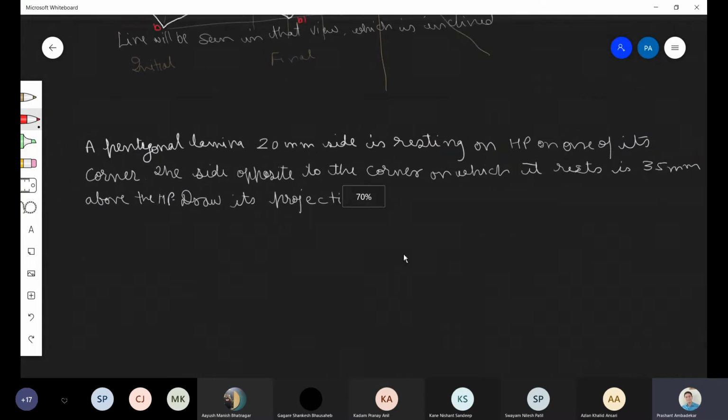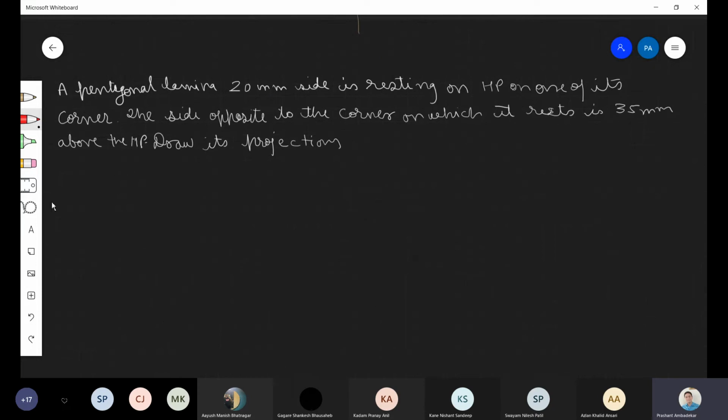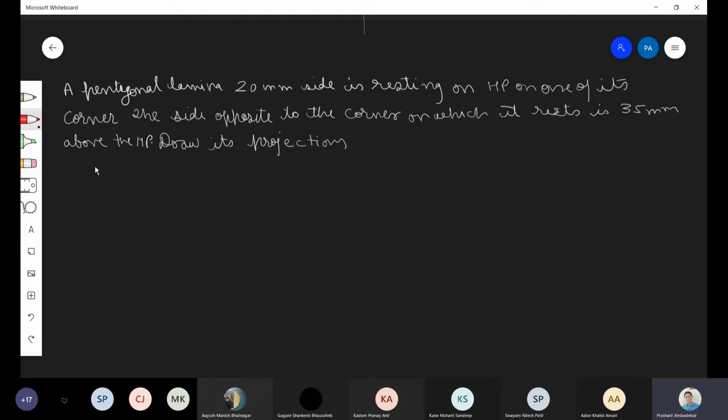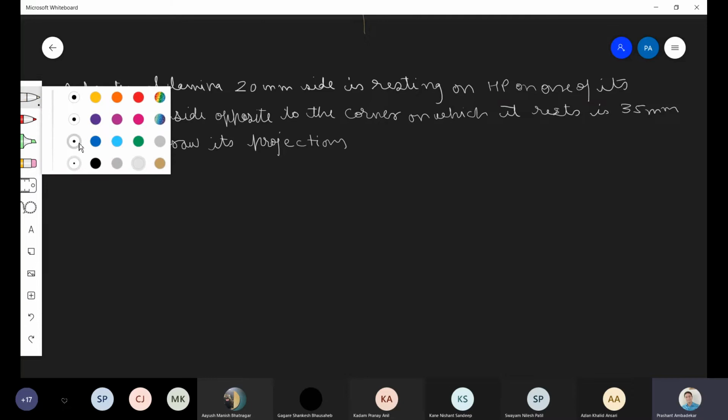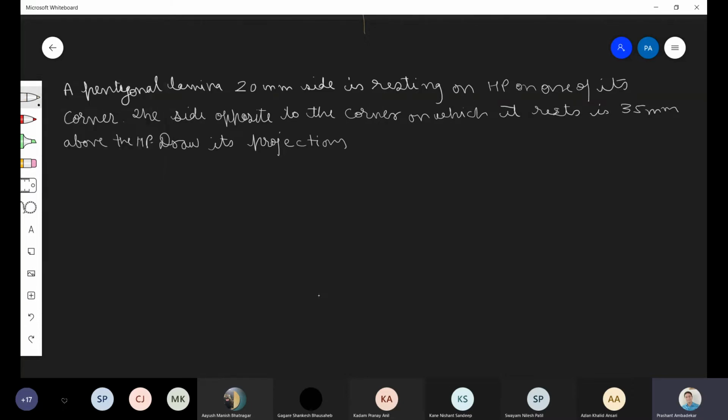See what it reads: a pentagonal lamina, 20 mm side, is resting on HP on one of its corners. The side of the corner on which it is resting is 35. Draw its projections. Now let us understand the question first. See, what I do is I generally write here, pentagonal lamina means one view will be a pentagon and the other view will be a line. Okay, now the second thing that I will find is its inclination. Its inclination with whom? So for that I will read the question.